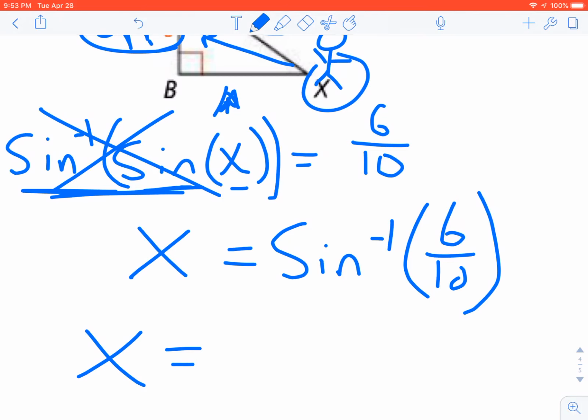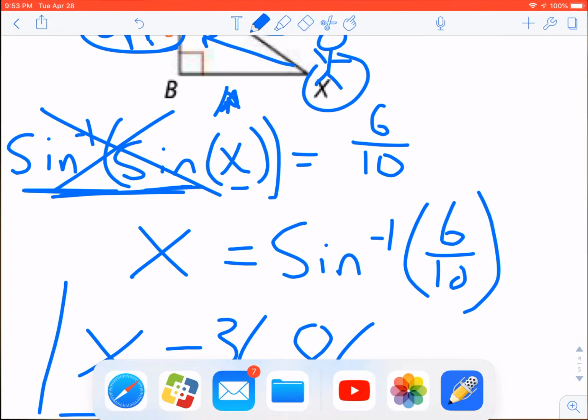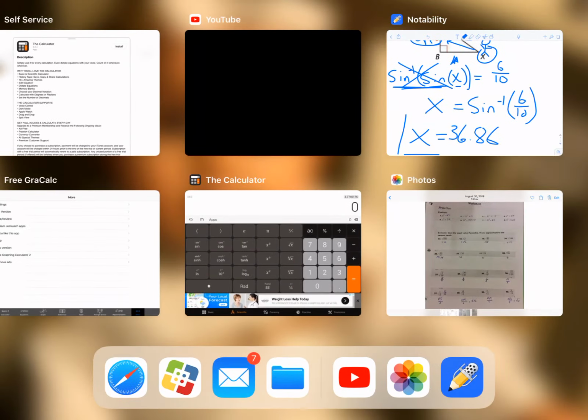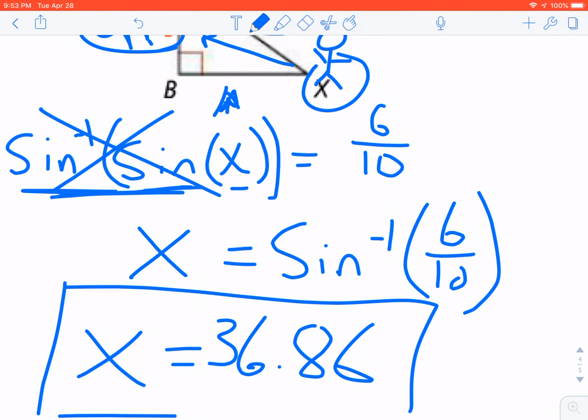That will give you your answer of 36.86. If you want to round it to 36.9, that's fine. But that is how you perform that. Again, I know it's a lot. We're going to do at least 2 more of these.